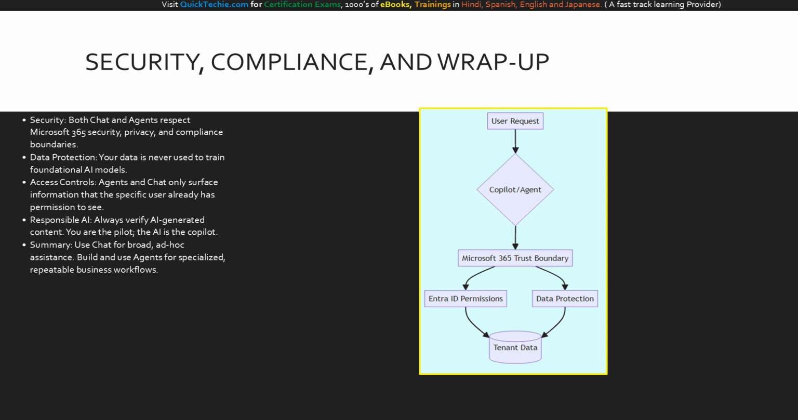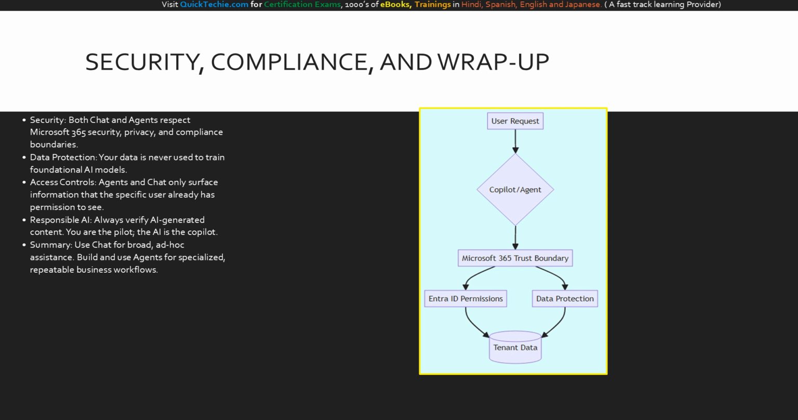However, technology is only half the equation. Responsible AI requires human oversight. These tools are incredibly powerful, but they can make mistakes or generate ungrounded inferences. You must always review and verify the output before sharing it.